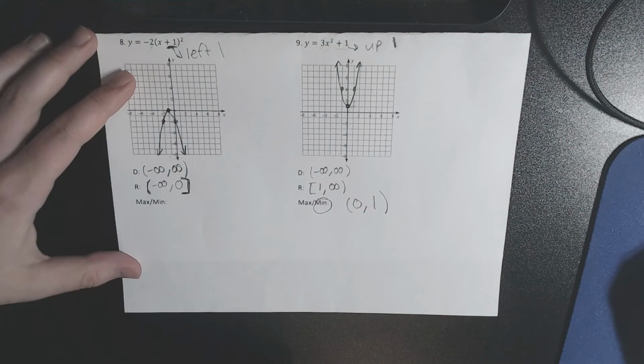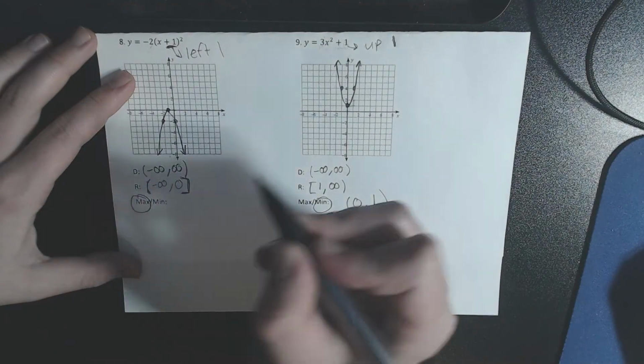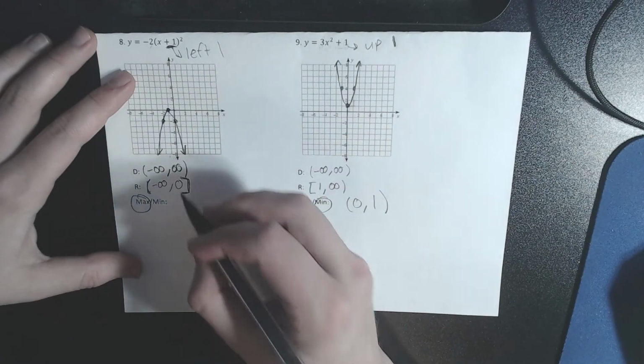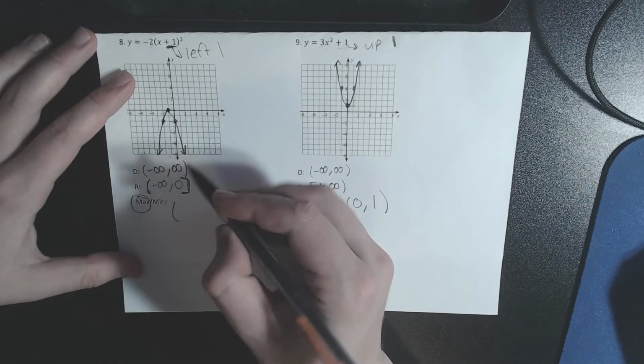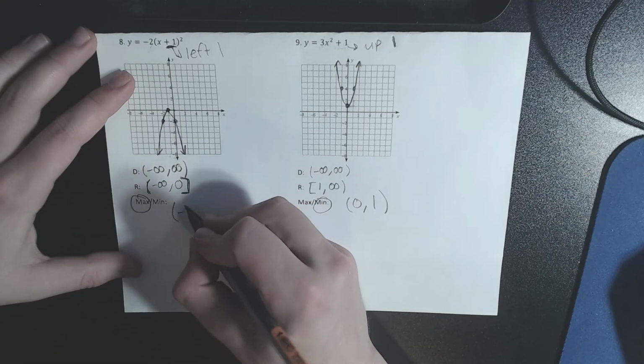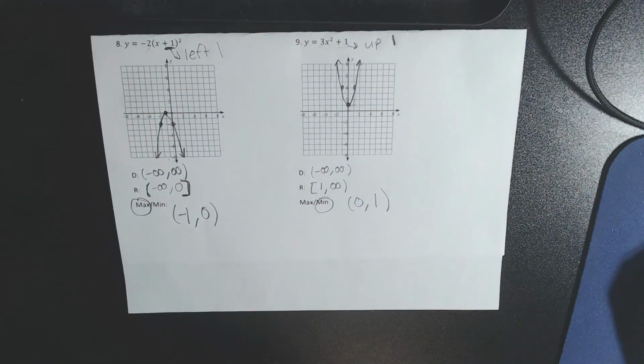This one has a maximum, right? A top. The top is just at negative 1 comma 0. Okay, that would be our maximum for this graph.